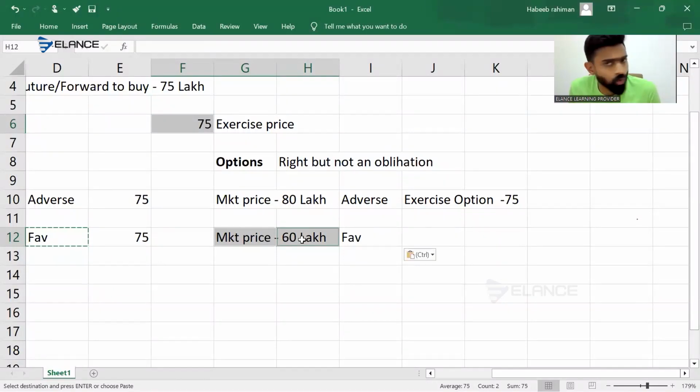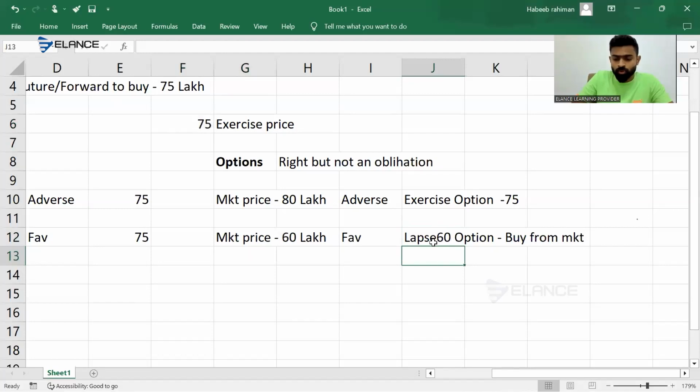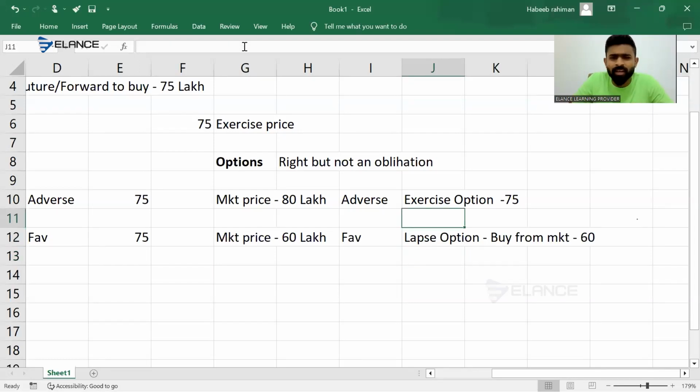Are we locked in the option? No, we are not locked. We have a right, but not an obligation. So what we will do, we will lapse, do learn the terminology. We will lapse the option contract and we will buy from the market at the market rate of what? 60. So we will lapse the option and buy from the market at what rate? 60 lakhs. Is it okay?